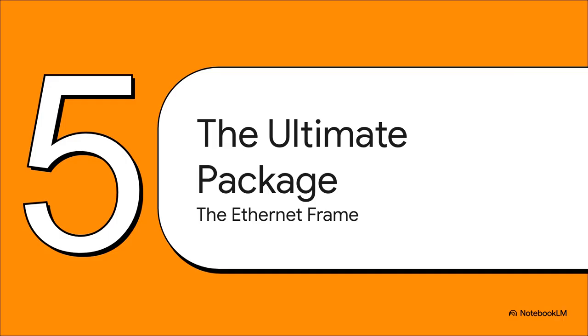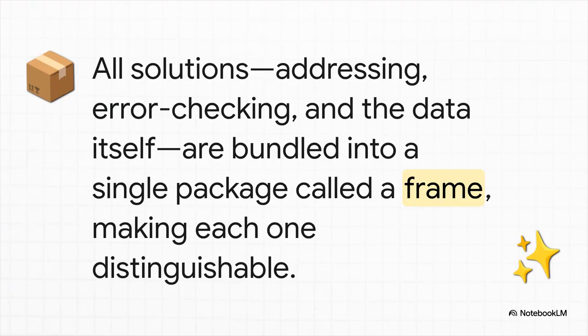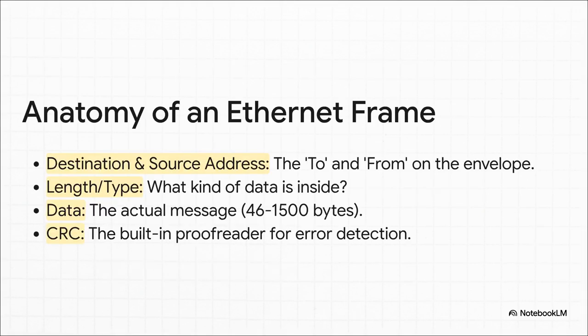And now, for the grand finale. We've seen these different solutions for corruption, for flow control, for collisions. So how do we package all of this intelligence together into one single working unit? Well, let's take a look at the absolute workhorse of modern wired networking. Meet the Ethernet frame. This isn't just your data anymore. It's your data wrapped up in this brilliant structure that has everything it needs to navigate that first hop. It's got the address of where it's going, where it came from, and this is critical, the built-in tools to check for errors. So let's peek inside this package.